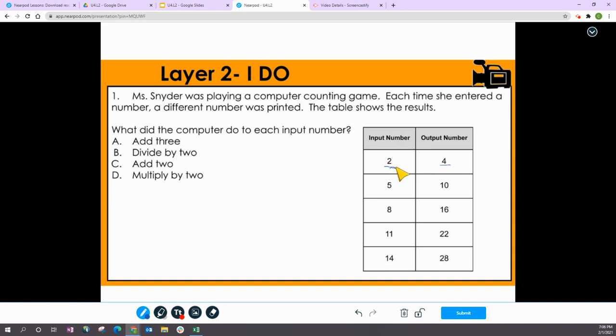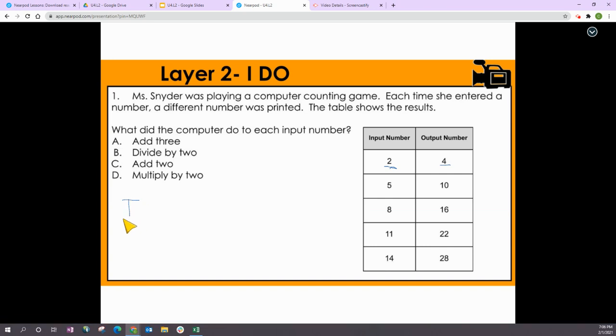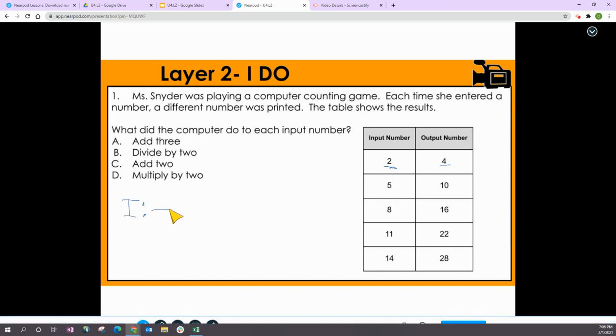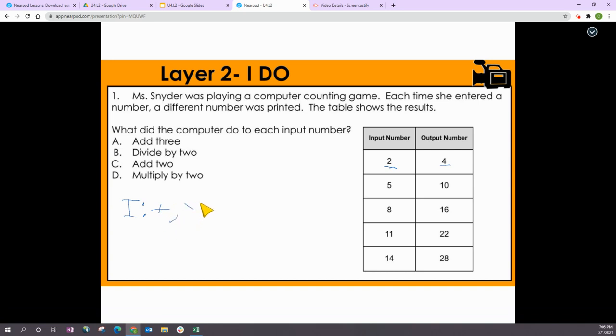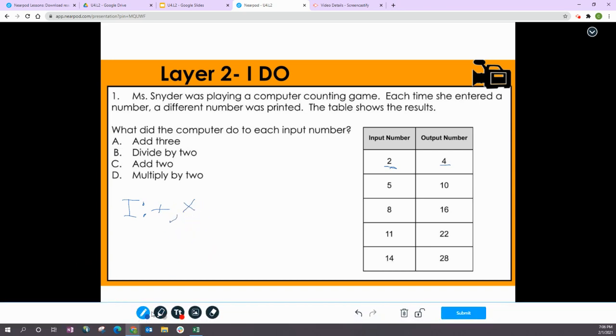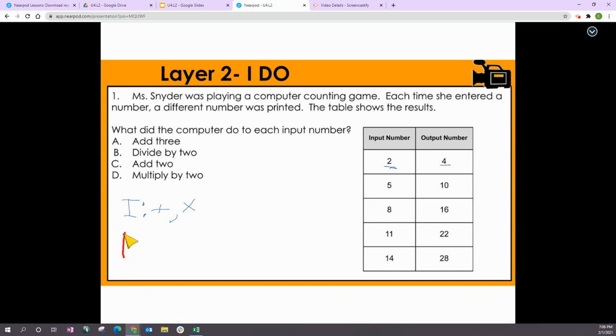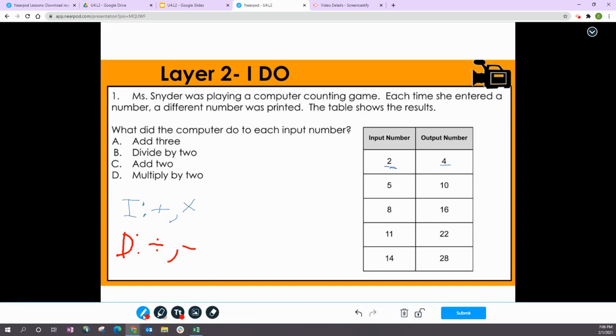Let's look at 2 to 4. If I'm going from 2 to 4, that means that I am increasing. If I am increasing, I'm going to put an I for increasing. That means that I'm either adding or I am multiplying. If I were decreasing, I could be dividing or subtracting. But in this case, we're increasing, so that's what we're going to focus on.